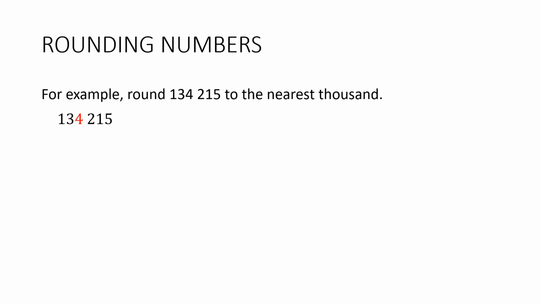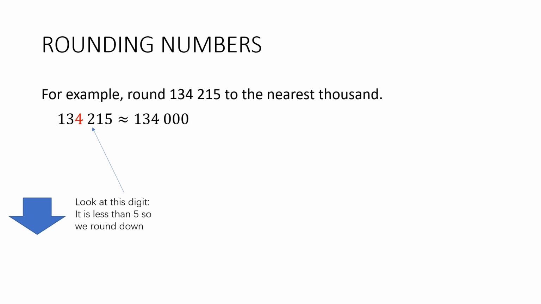Let's try another one. We're going to round 134,215 to the nearest thousand again. So I have highlighted the relevant digit. There's the thousands position. Look at the next one. Now this time it's less than 5, so we're going to round down. Now that doesn't mean the 4 is going to go down to 3. This 4,215 is going to go down to 4,000. So it's approximately equal to 134,000.